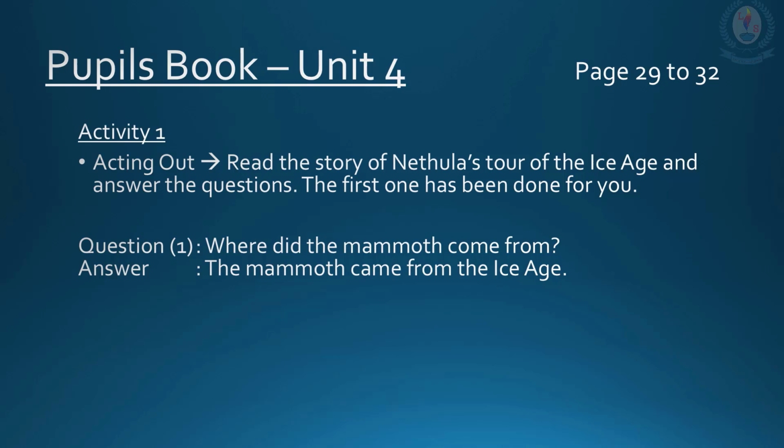Make sure that you read the story slowly and try to understand what is happening, what Nethula is experiencing with his friend, right? So once you read this, the first question is, where did the mammoth come from? So we can see a huge elephant, and that is the mammoth, right? So the mammoth came from the Ice Age, right? So once you read the story, you will understand all the answers for the remaining questions 2, 3, 4 and 5, right? So please answer them.